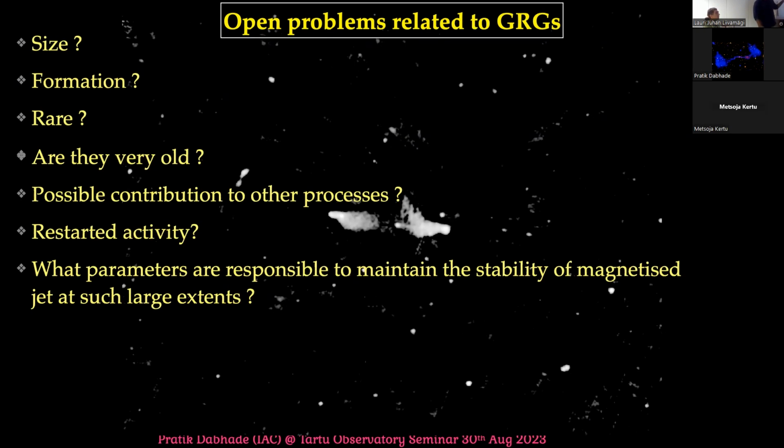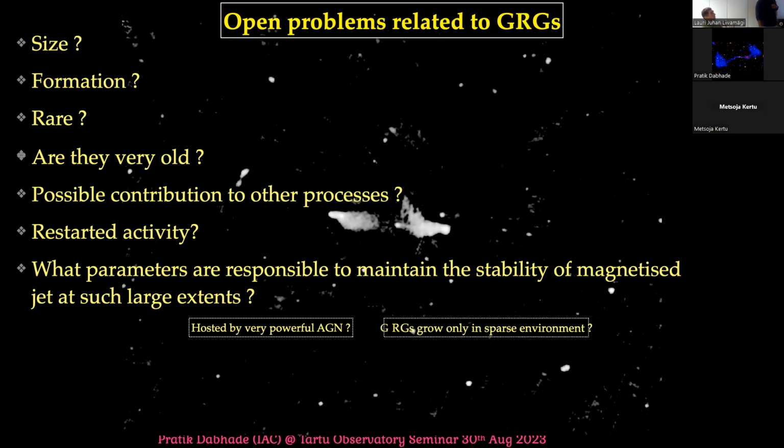So restarted activity is one plausible model put out to explain why they could be big, because they could be starting, stopping, and the cycle must be going on. But prior to that, the two big models which actually are quite famous are the environment and the AGN.